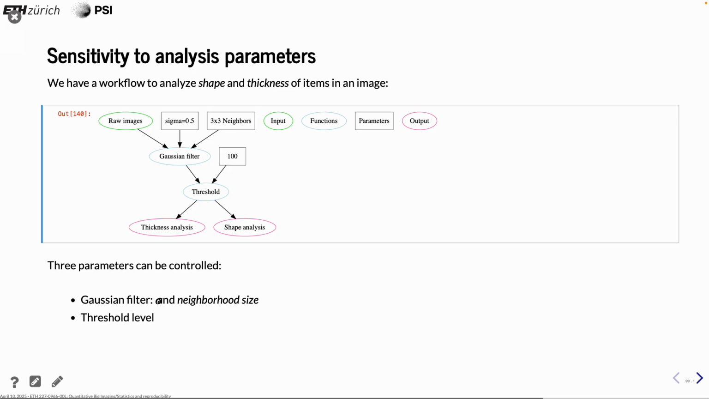So let's start. We have this algorithm where we have a Gaussian filter, and we bring in the data. We have some parameters. We say we have a sigma of 0.5 and a 3×3 neighborhood. Then we do some thresholding at some given value, and we want to do thickness analysis and shape analysis. Here we have three controllable parameters: for the Gaussian filter, the sigma and the neighborhood size, and the threshold level. These are the parameters that we can play with and see how sensitive our analysis is to these parameters.